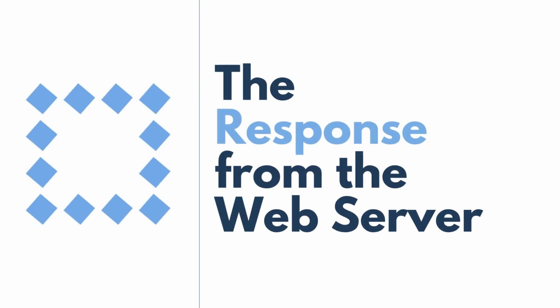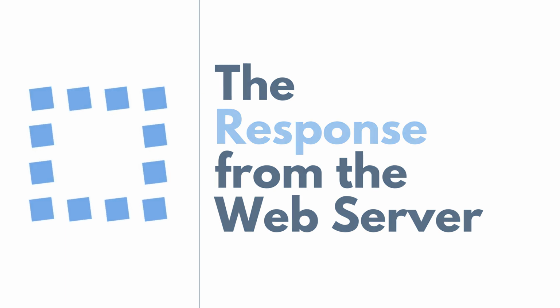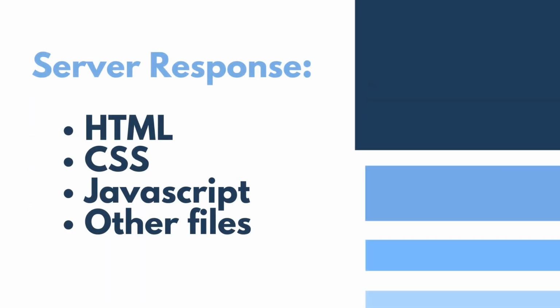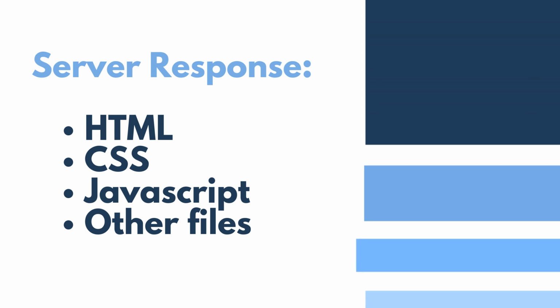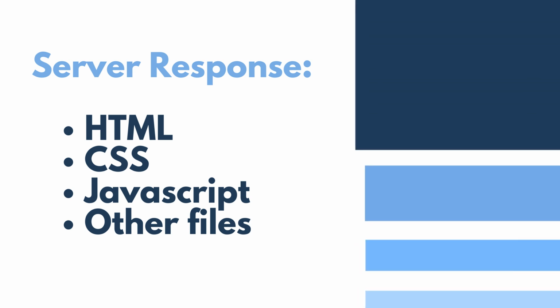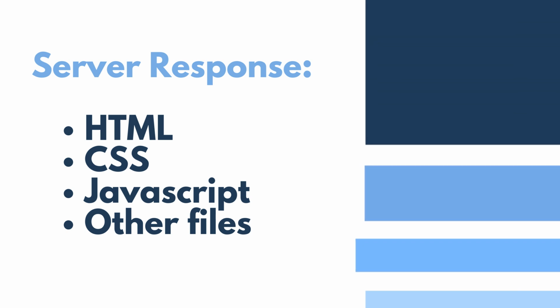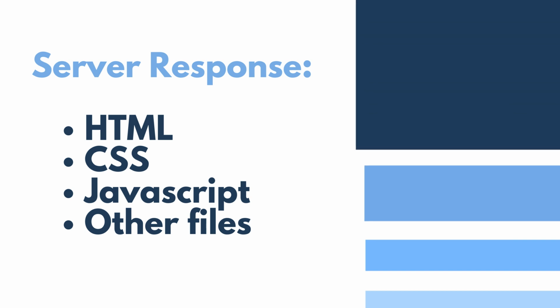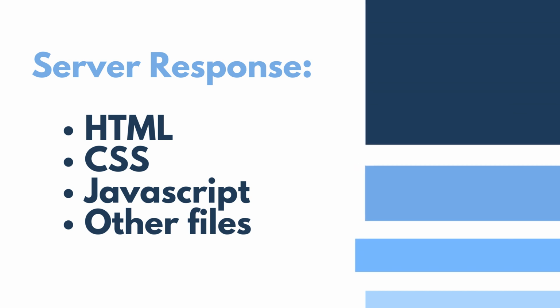Now, what does the web server return to the browser? Once the server receives the path from the browser, it retrieves the requested file, whether it's an HTML document, a CSS style sheet, or a JavaScript file. These files contain the content, styling, and interactivity of a web page. The server then sends these files back to the browser, which interprets and renders them to display the web page to the user.